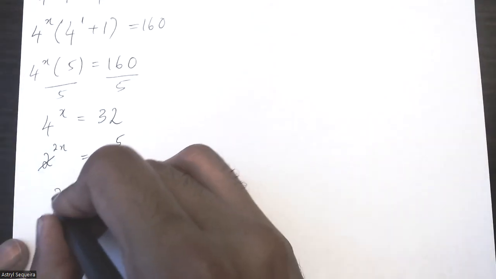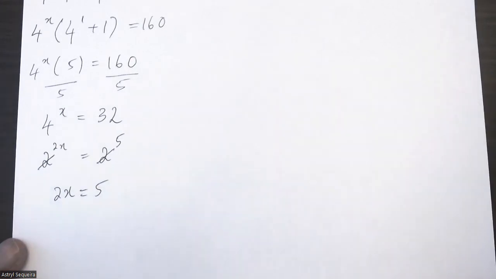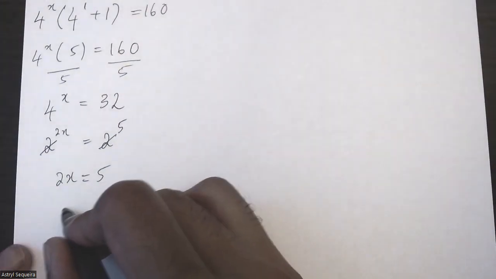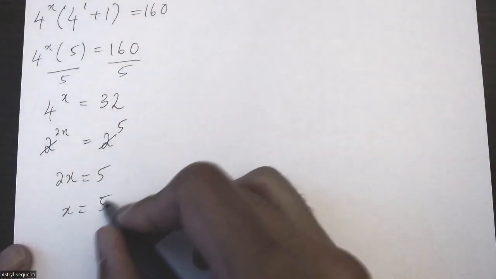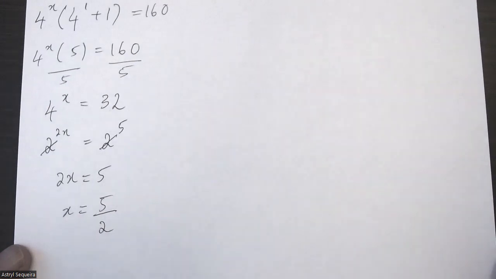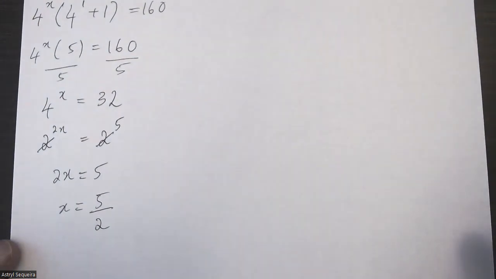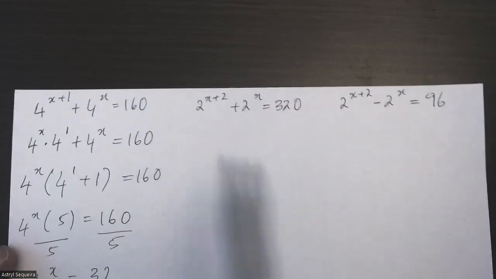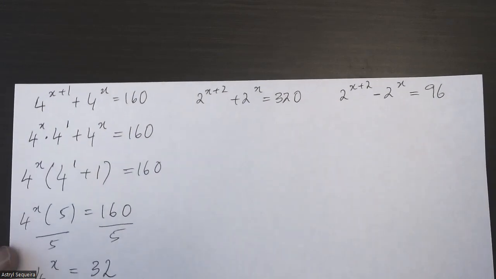I can cancel them off. So 2x equals 5. And last step is dividing by 2. So x equals 5 over 2. Pretty easy concept once you just get that first step over there.